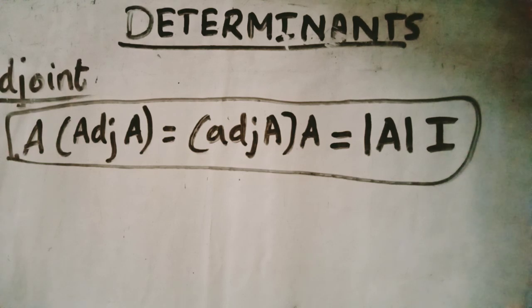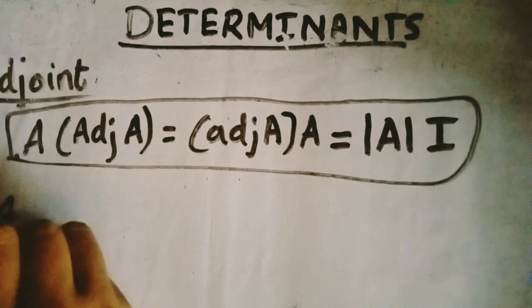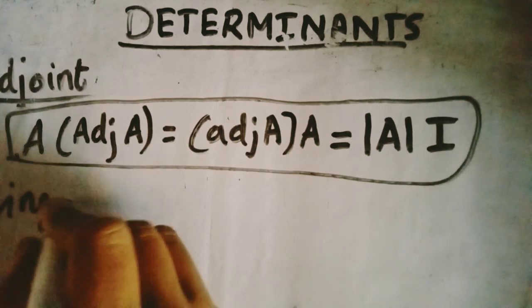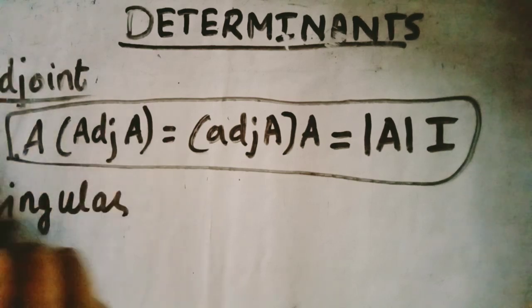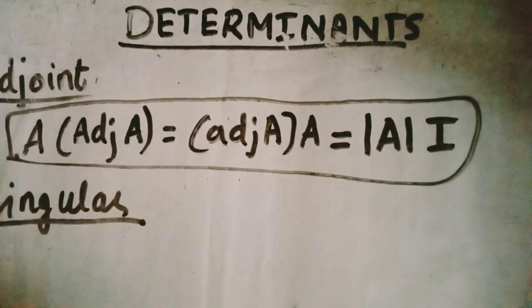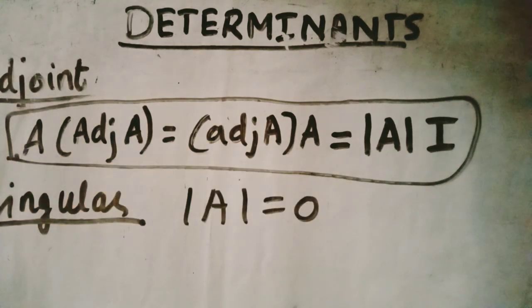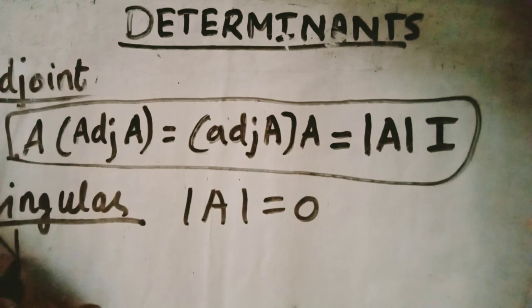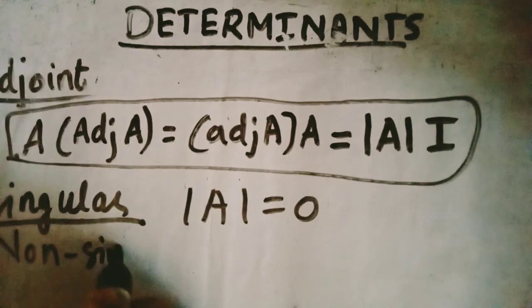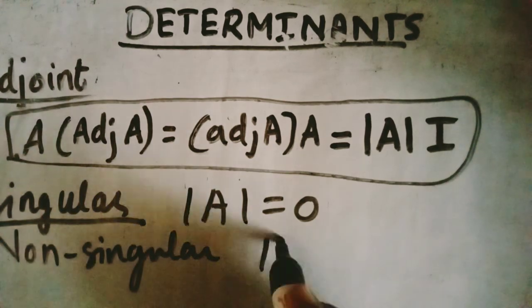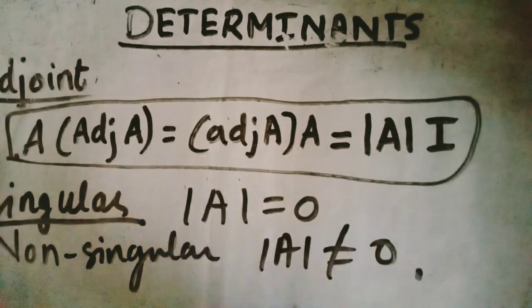Now a square matrix. Next is singular matrix. Singular matrix means your determinant should be equal to 0. When you get a determinant of a square matrix equal to 0, then that matrix is called singular. Non-singular means the determinant of a square matrix is not equal to 0.